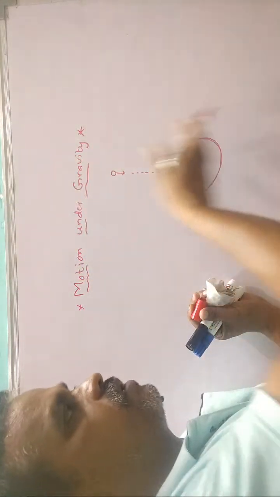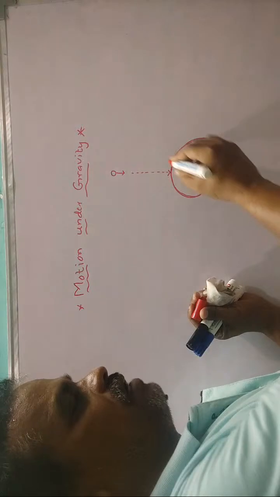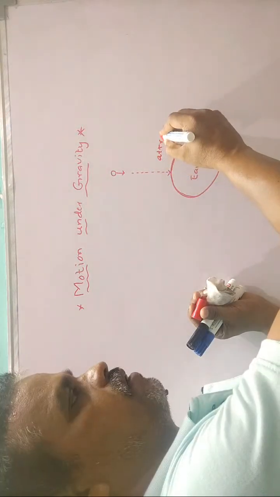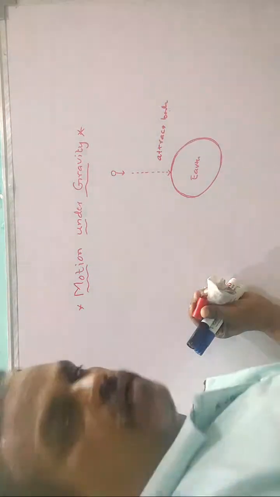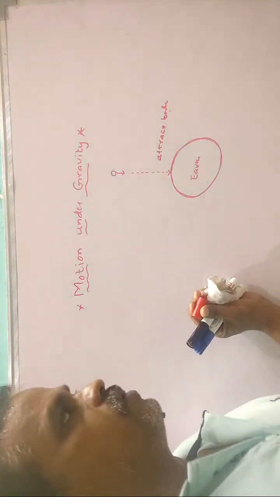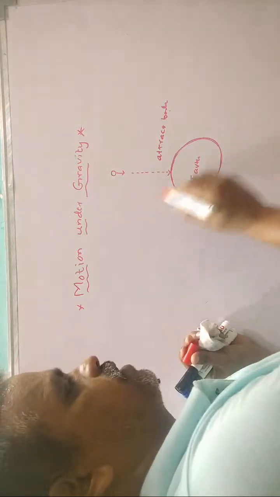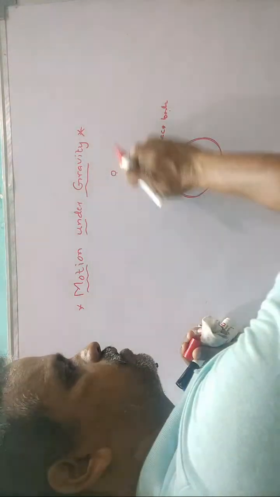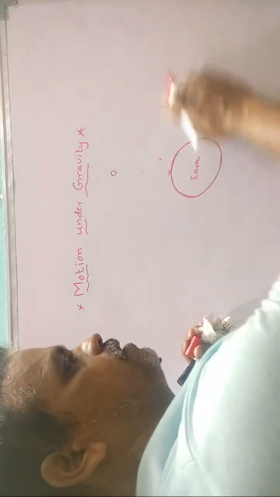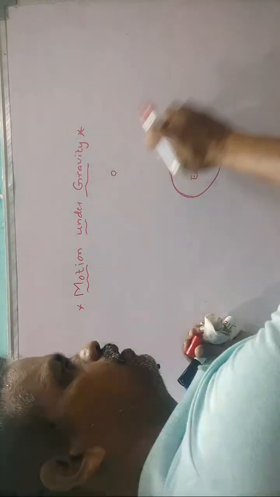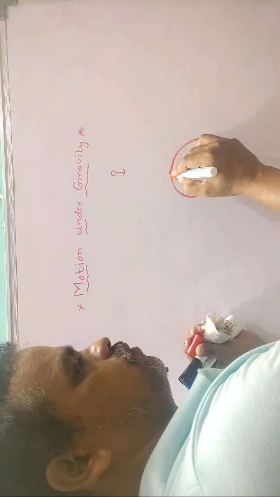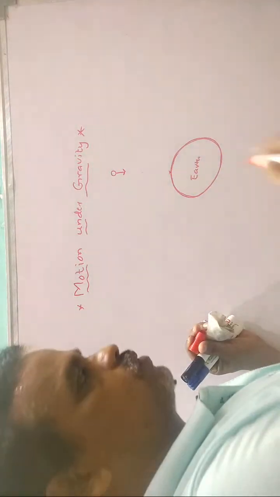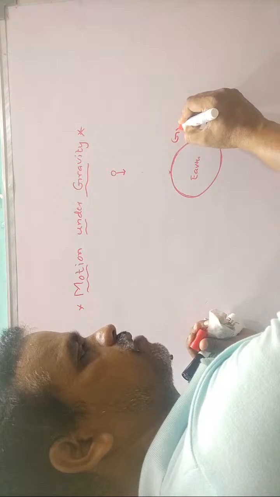This is the topic. See, the earth attracts the bodies. So how is it attracting? For example, this is a particle, this is the body. It is coming down due to earth's attraction. So that we can call the gravitational force.